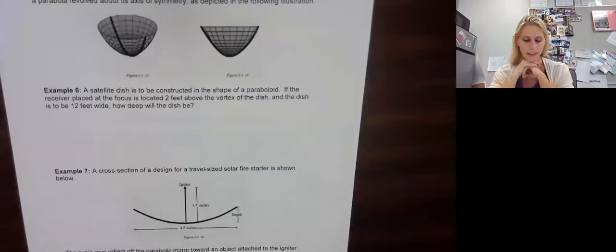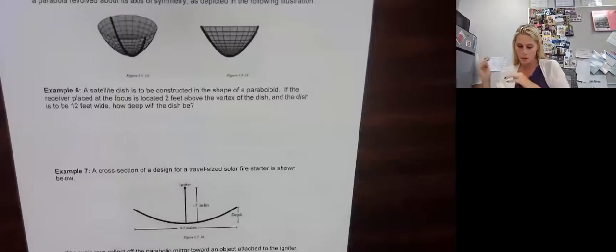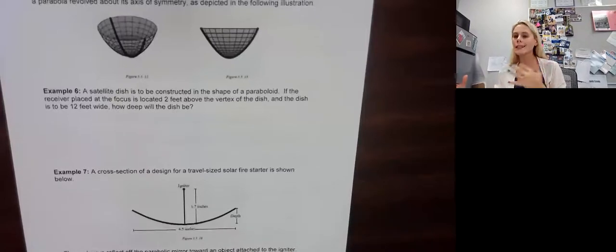A satellite dish is to be constructed in the shape of a parabola. If the receiver placed at the focus is located 2 feet above the vertex of the dish, and the dish is to be 12 feet wide, how deep will the dish be? Okay, what is that saying?